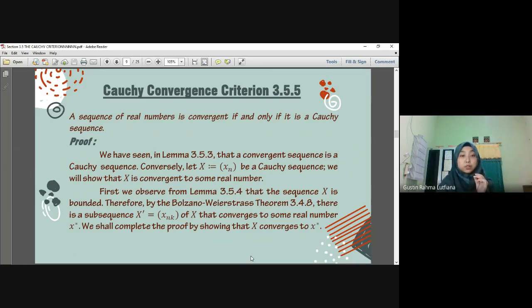Therefore, by the Bolzano-Weierstrass theorem 3.4.8 that we have studied in the previous meeting, there is a subsequence x prime equal to small x n_k of x that converges to some real number x star. We shall complete the proof by showing that the sequence x converges to x star.